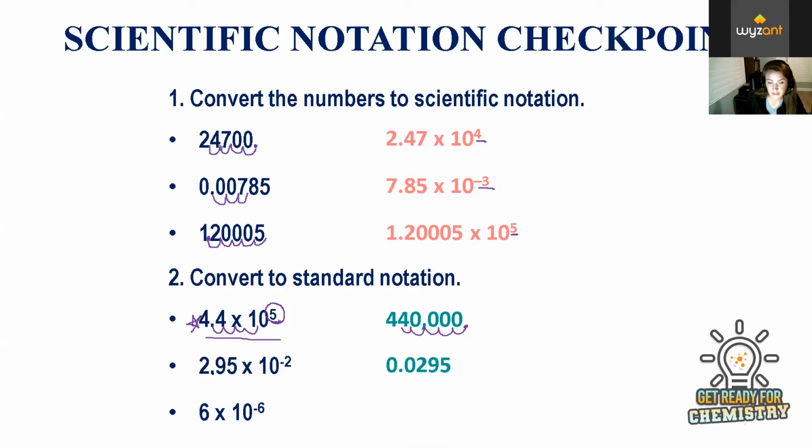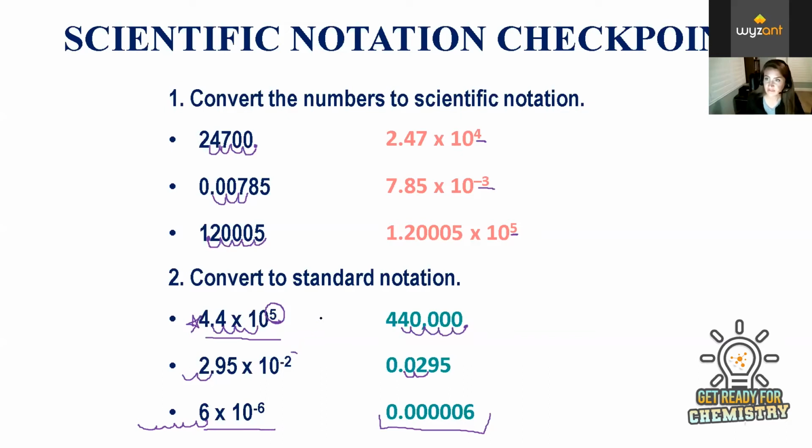2.95 times 10 to the negative 2. Again, you're trying to get out of scientific notation. So we're going to make this number smaller because we're making this number larger. So 0.0295, and see how the decimal moved twice. And then 6 times 10 to the negative 6. So we're going 6 times this way to 0.000006. Again, these are good examples as to why we like to write in scientific notation instead of standard notation, but it's helpful to be able to convert between both so you can practice with this.